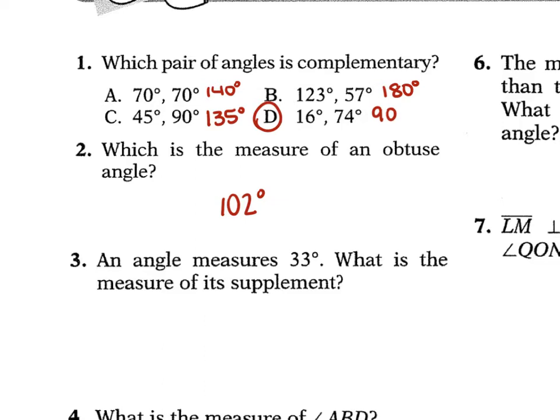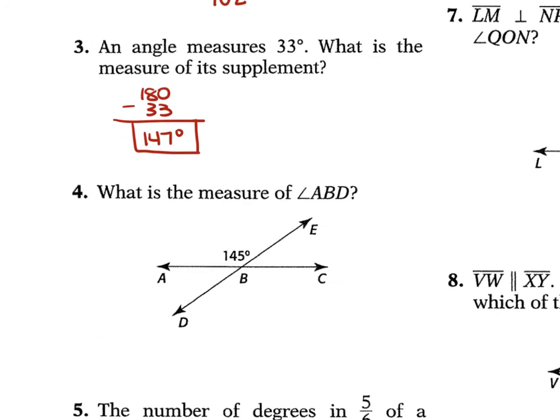For 3, it says an angle measures 33 degrees. What is the measure of its supplement? Remember, supplementary angles equal 180 degrees. So 180 minus 33 degrees is going to leave us with 147 degrees. 4 says, what is the measure of the angle ABD? ABD is the other half of the 180 degree angle there. So 180 minus 145 gives us 35 degrees.